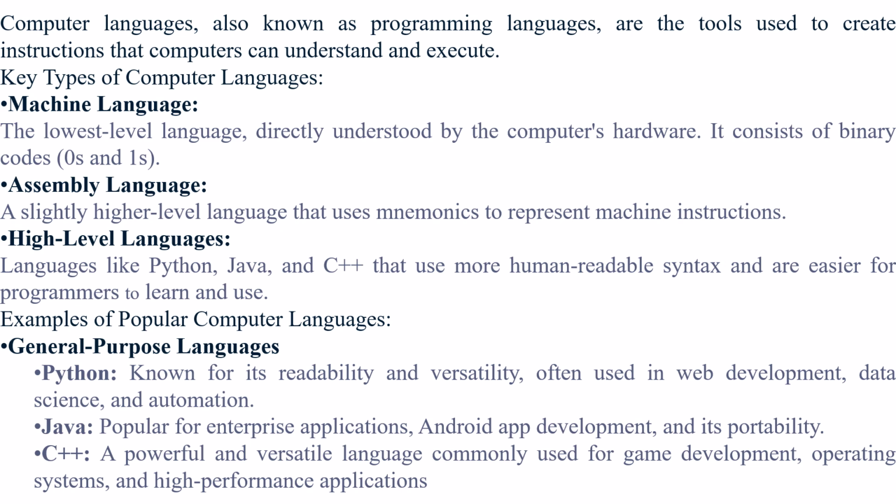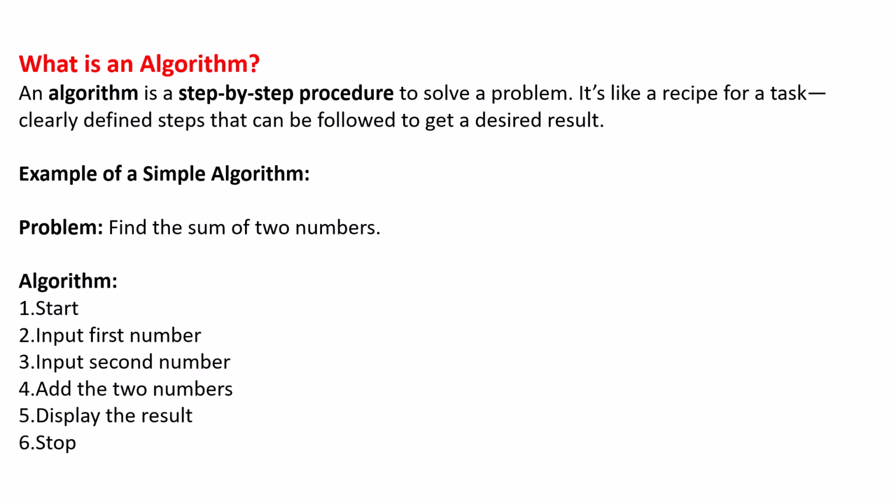Now, what is an algorithm? An algorithm is a step-by-step procedure to solve a problem. It's like a recipe for a task, with clearly defined steps that can be followed to get the desired result. It is a kind of step-by-step procedure to solve the given problem. For example, find the sum of two numbers.